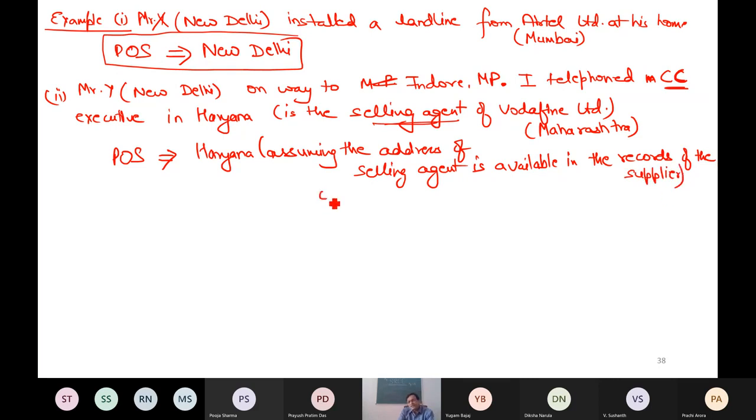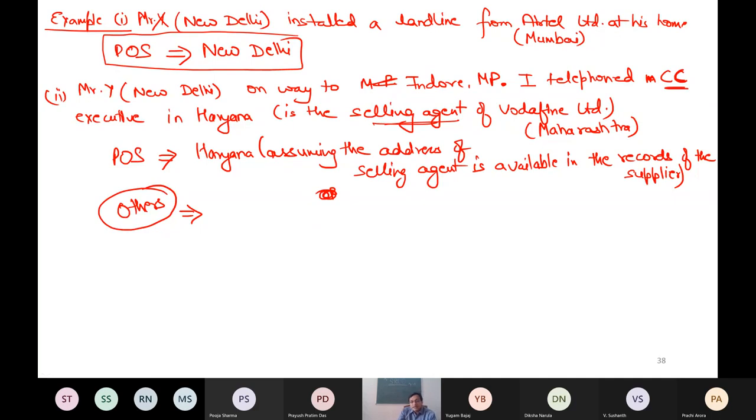If address is not available in the same question, can you tell me the answer? Maharashtra. Because if I have covered others, in residuary cases, simple is the address. Is address of the recipient available? One thing: so only Maharashtra cannot be the answer.